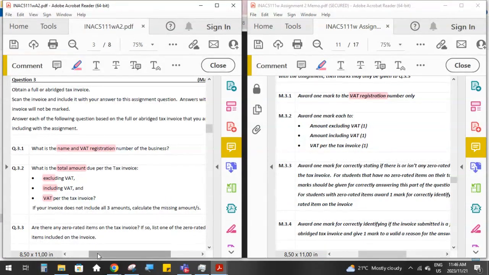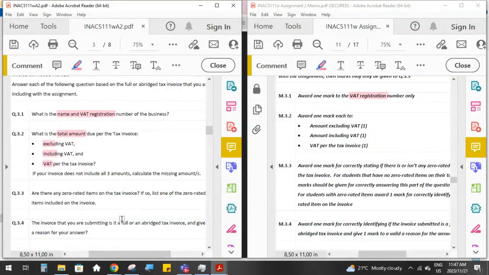Are there any zero-rated items? There would be zero-rated items if you had, say, for instance, gone and bought stuff from a supermarket and you had fresh fruit and vegetables or brown bread included on your invoice. Those are the most common zero-rated items on invoices.